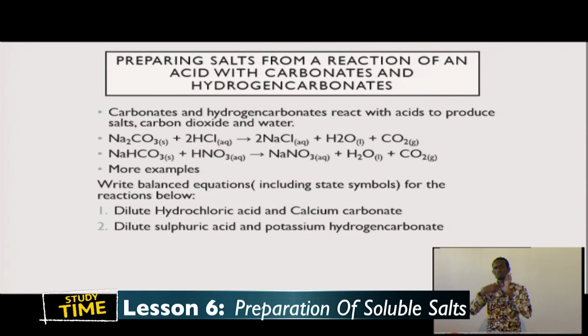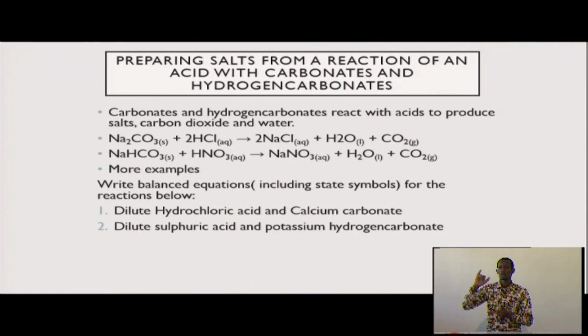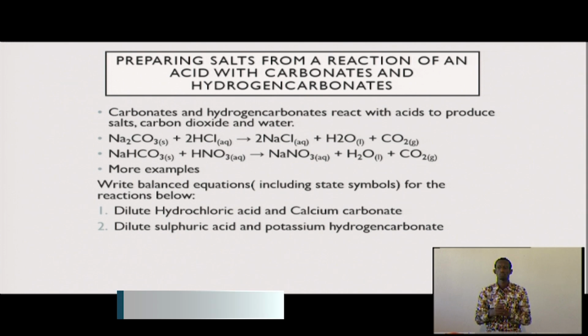How do we know those state symbols? We said the acids are dilute. If they are dilute, then they are in water, so it is in aqueous solution. And the salts we are preparing, they are also soluble in water, so they will be in aqueous form. And water is liquid, and carbon dioxide is a gas at room temperature and pressure.